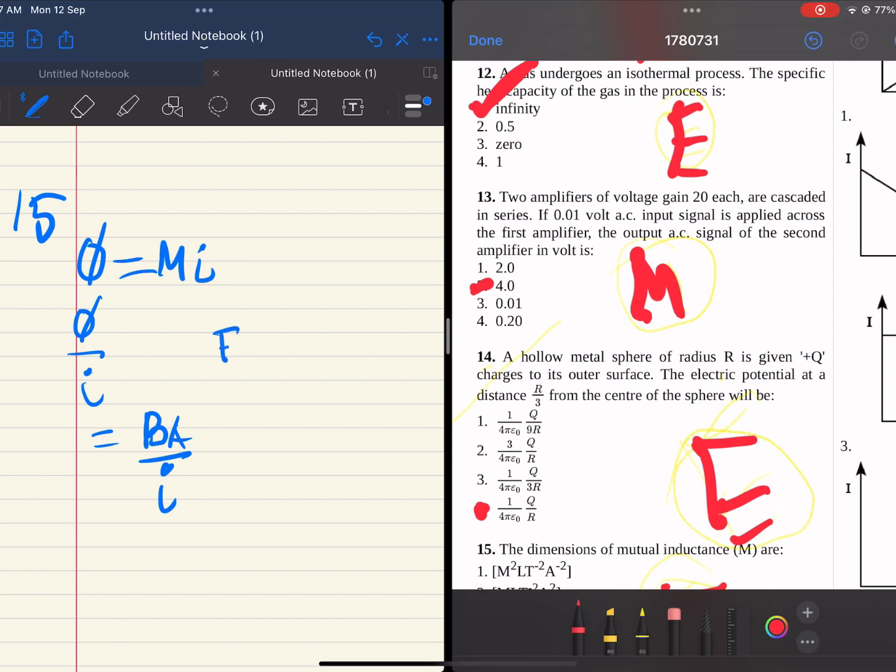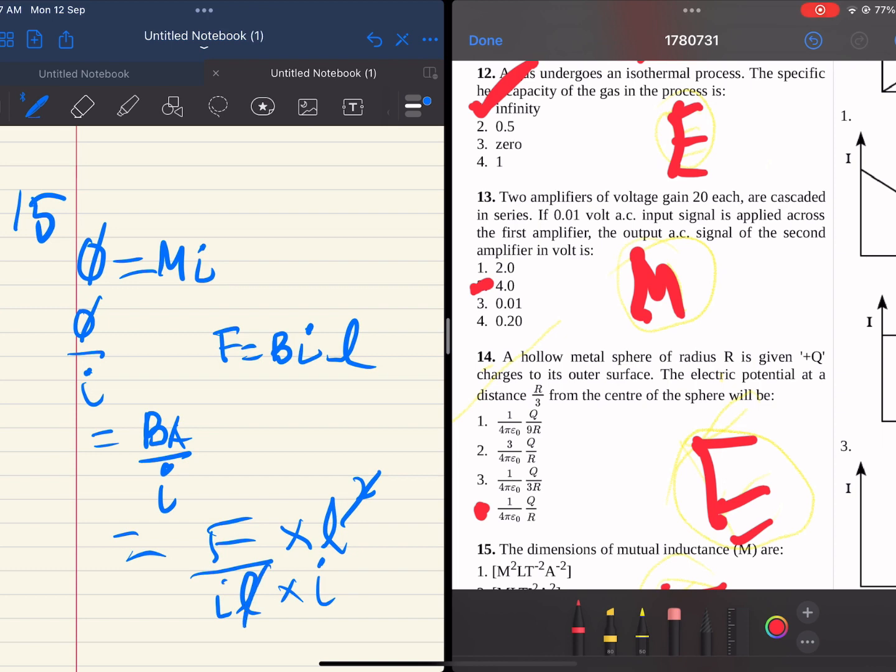So the dimension of magnetic field is F by IL. Into area, divided by I. The dimension of area is L square. So we will get the dimension of mutual inductance as FL by I square. FL is nothing but force into length, which is the work done, which is equal to energy.